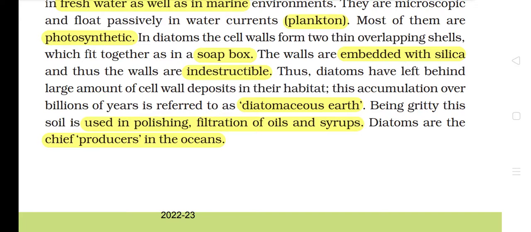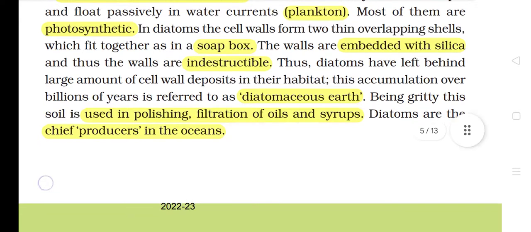Thus, diatoms have left behind a large amount of cell wall deposits in their habitat. This accumulation over billions of years is referred to as diatomaceous earth. Being gritty, this soil is used in polishing, filtration of oils and syrups. Diatoms are the chief producers in the oceans.